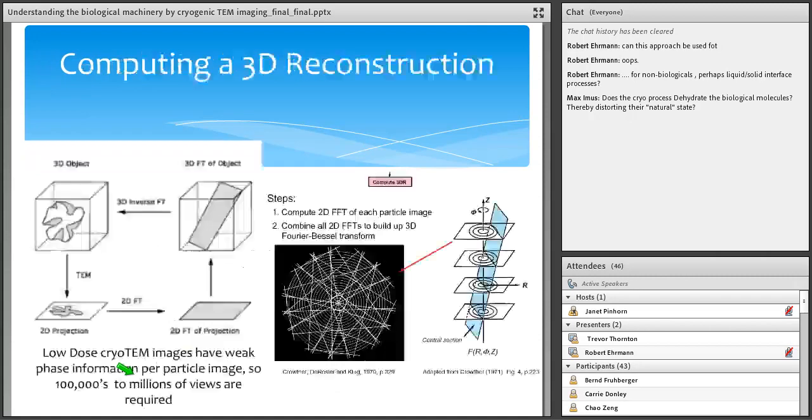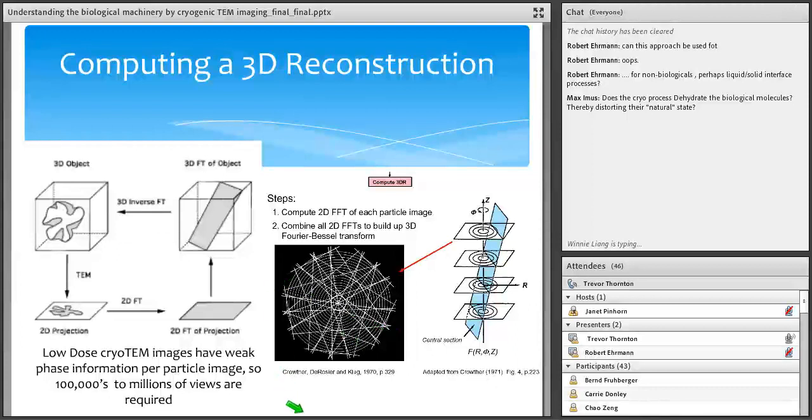So if you want to get a really good-looking duck back, you need to actually fill that plane in with a lot of different slices. And so you have to take hundreds of thousands to millions of views and undergo this method, filling in this volume with multiple different slices to get a high-resolution complete structure.